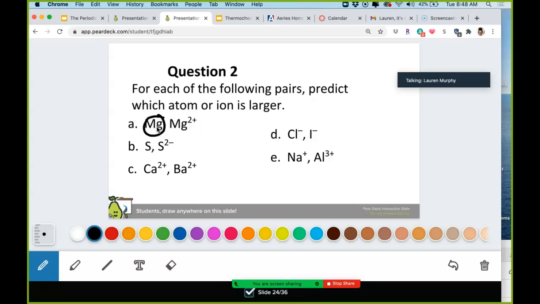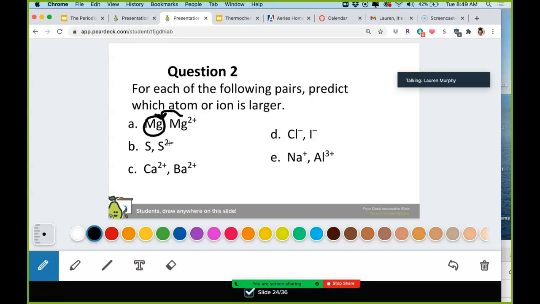If it hasn't lost 2 electrons, it hasn't lost its valence shell, which makes this guy bigger. When this guy loses 2 electrons, it loses its outermost shell, so it causes it to shrink. Remember that the cation is always smaller than its parent neutral version. So they call this a parent atom.